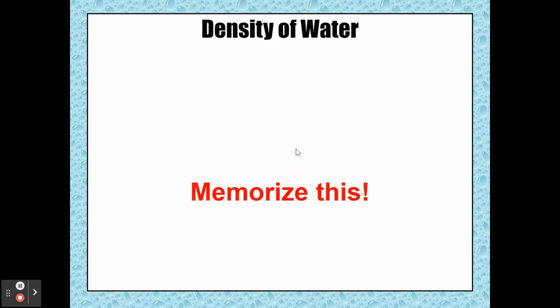Okay, so you want to memorize this. Density of water. What is the density of water? It's 1 gram per milliliter. That is the density of water at room temperature, of course. But this is something that's going to be useful, and you want to remember that. So memorize it. 1 gram per milliliter. That only applies to water. So that's the density of water. Know it. Or you could say 1 gram per centimeter cubed.